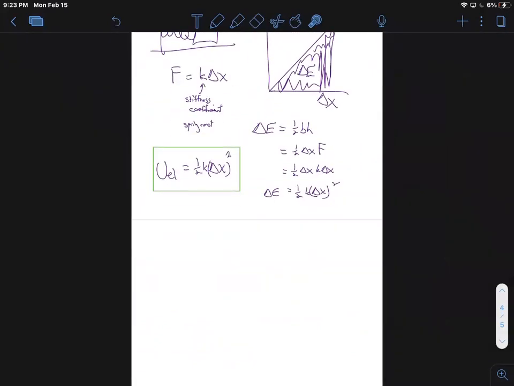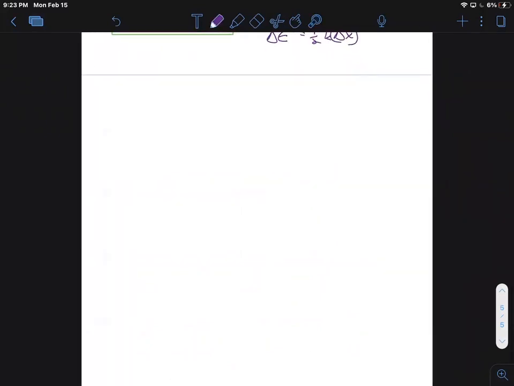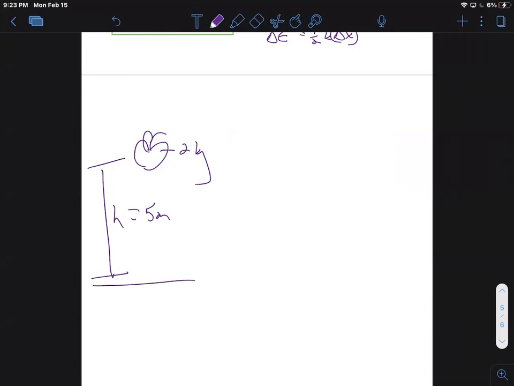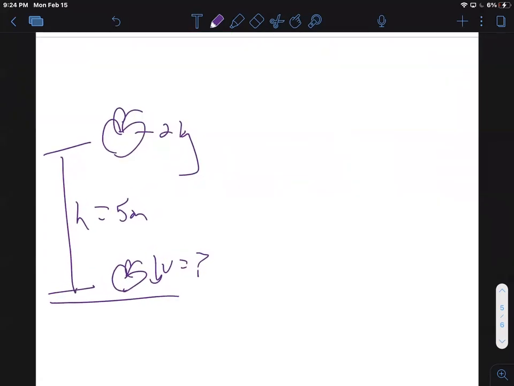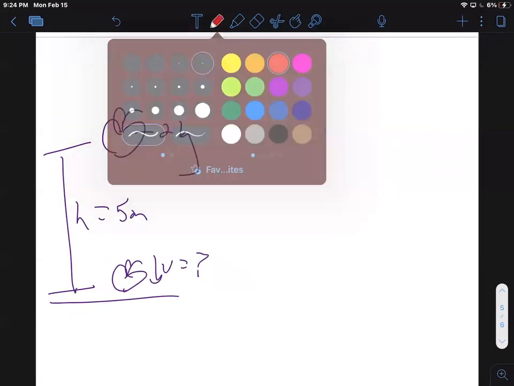All right, so now we can do some situations. We have the classic one, a situation we've looked at many times a couple months ago. I just dropped something from a height of 5 meters. Say it's a 2 kilogram apple, and I want to know how fast it is going right before it hits the ground. We could do this with kinematics. We know the acceleration in free fall and so on. But let's do it instead with energy.